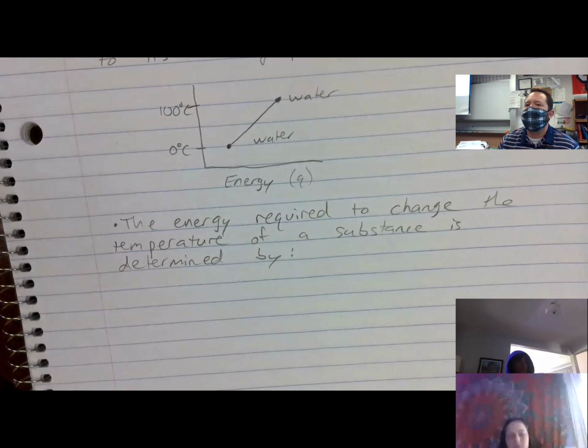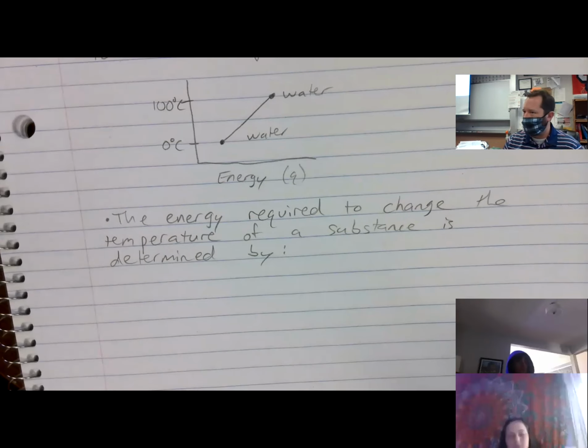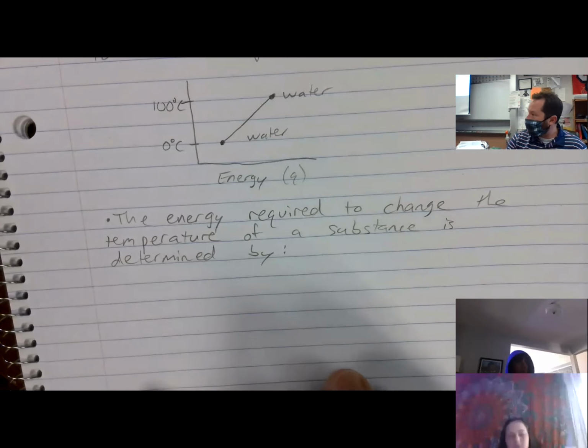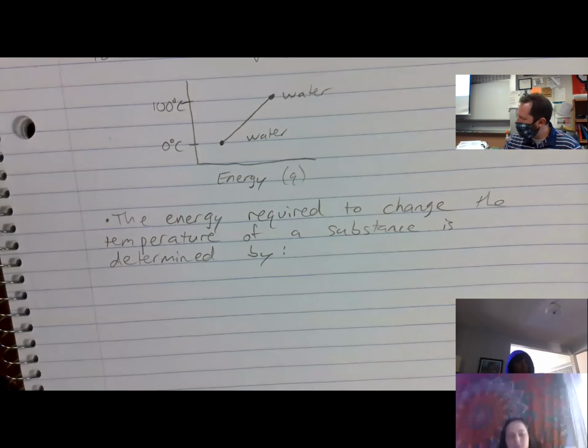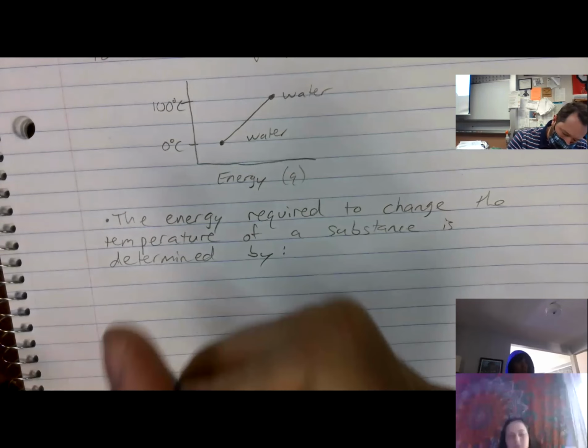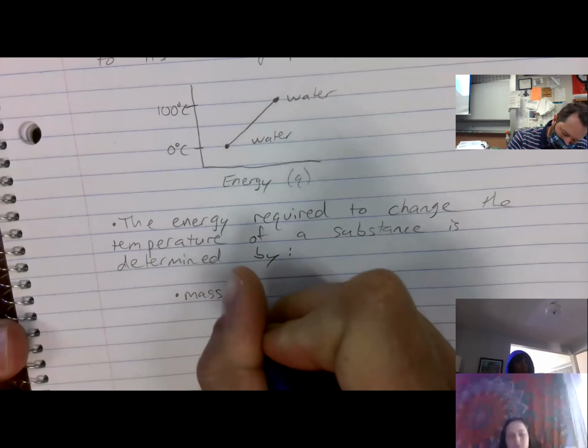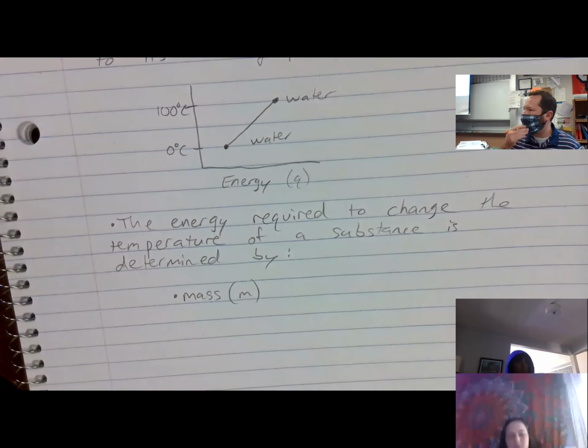Just like we worked with a couple of different variables on Monday to figure out how much energy would be needed to melt something or freeze something or boil something to change the phase. Same thing, same idea. There's a couple of different variables that influence how much energy we need to add to change the temperature of a substance. First thing, mass. How much of your substance do you have?